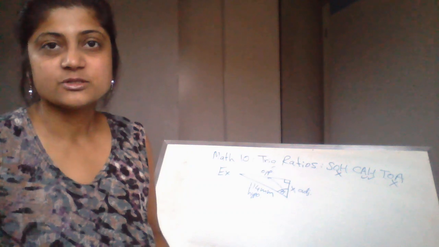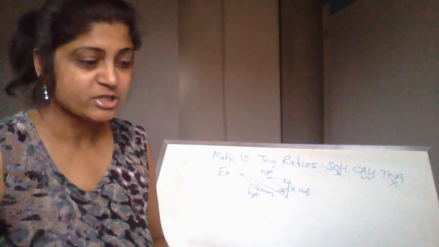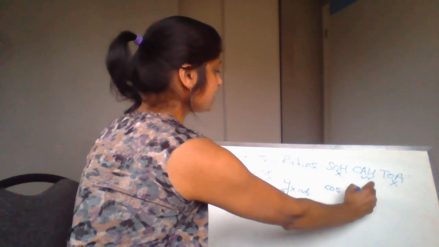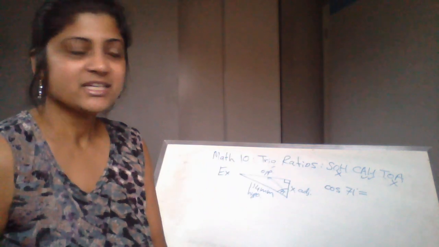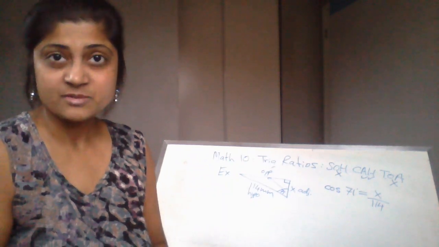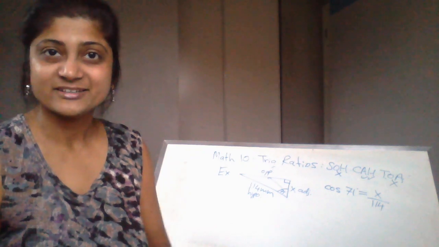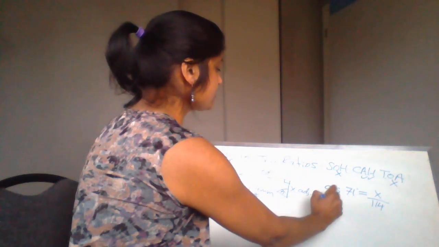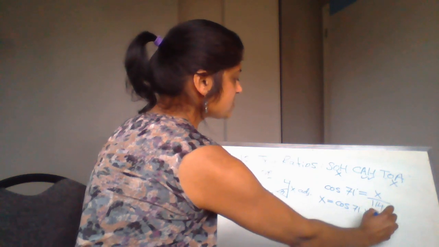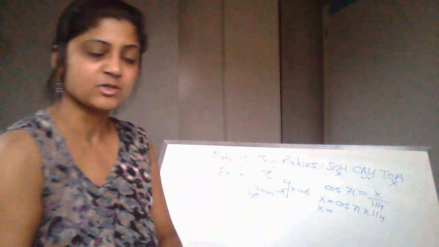So this time we're going to utilize the cosine ratio here. So I'm going to put cos of the degrees. So cos 71 degrees equals the adjacent, which is x, over the hypotenuse, which is 114, okay? So again, I see the variable is on top here, so I'm going to multiply the two numbers. So we're going to do x equals cos of 71 degrees times 114, okay?